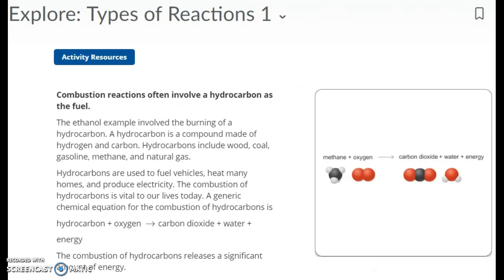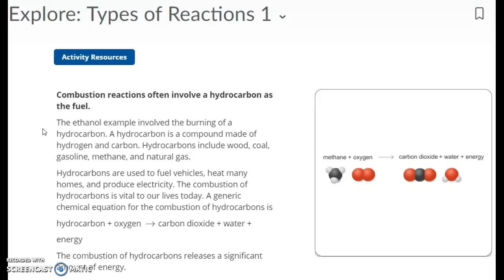Reactions often involve a hydrocarbon as fuel. Okay, so why don't you write down hydrocarbon? A hydrocarbon is a molecule made up of hydrogen and carbon. And actually we do an entire unit on hydrocarbons and other forms of carbon coming up. The ethanol example involved the burning of a hydrocarbon.